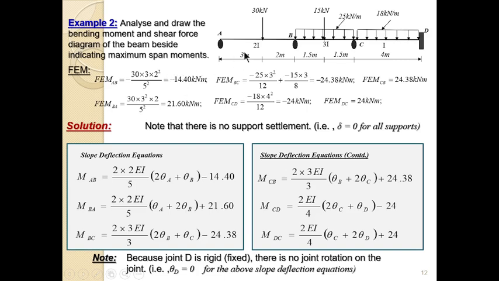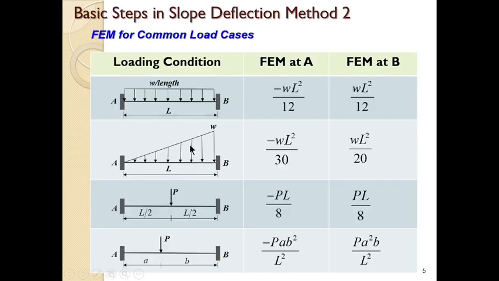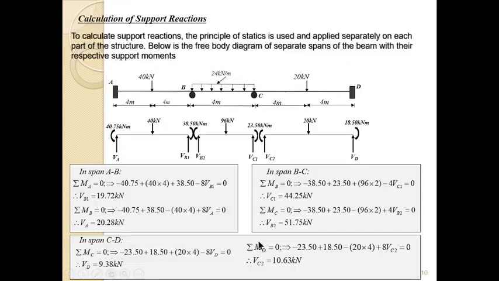PAB squared over L squared gives us this. That's for A going to B. For B going to A, it will be PA squared B over L squared. If you don't understand, just go back to this where we had this. This is a situation where you have a point load that is not at midspan. Go back and look at this, you will understand what we are doing there.